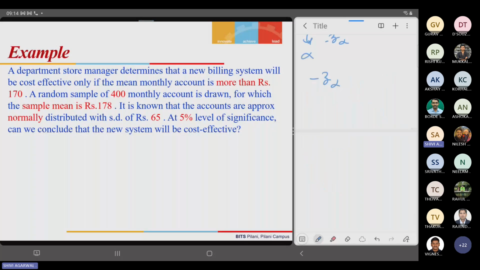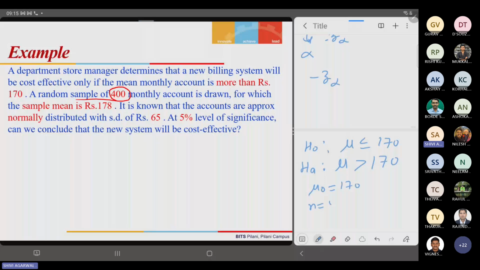Correct? So here our HA is what? The new mean is greater than 170. That is the new claim. So H naught will become mu is less than or equal to 170. So mu naught is 170 here. Now what is given? A random sample of 400, so n is equal to 400. The sample size is large, then we can go for the Z test every time.